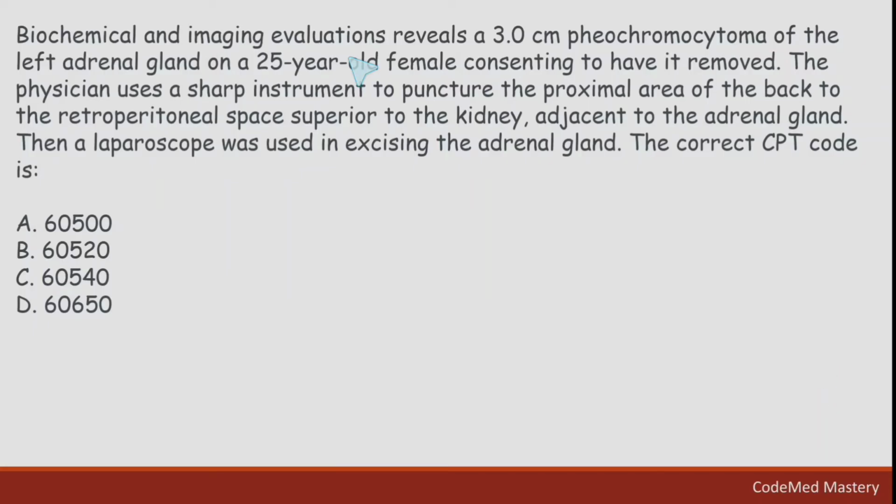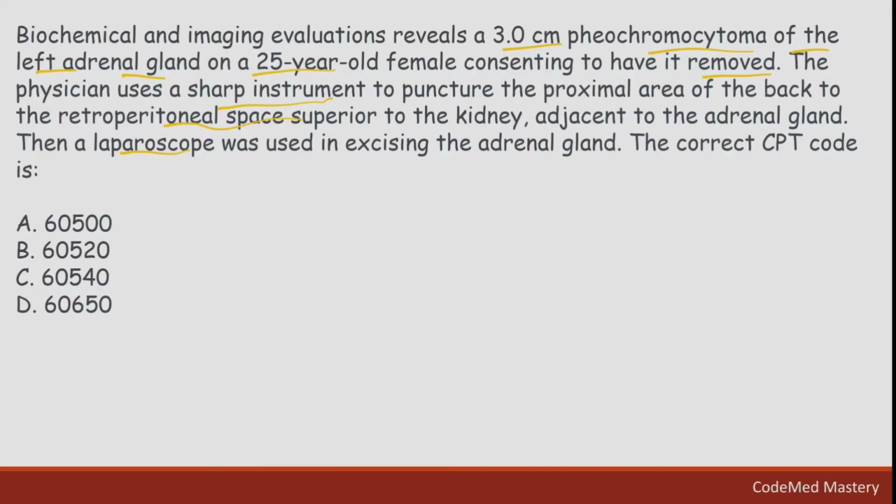Read the question. Biochemical and imaging evaluation reveals a 3 cm pheochromocytoma of the left adrenal gland on a 25-year-old female consenting to have it removed. The physician uses a sharp instrument to puncture the proximal area of the back to the retroperitoneal space superior to the kidney adjacent to the adrenal gland. Then a laparoscope was used in excising the adrenal gland. The correct CPT code is, let us check the options.